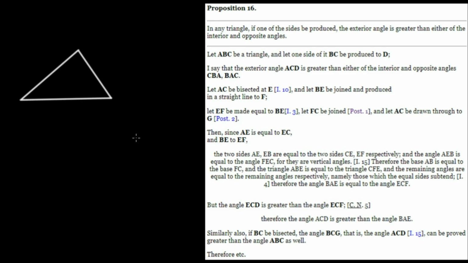Moving on to proposition 16. In any triangle, if one of the sides be produced, the exterior angle is greater than either of the interior and opposite angles. So what's the claim here? That if we have some triangle, let's take this lower side and just extend it. And let's think about this exterior angle right here. The claim is that this angle is greater than both this angle and this angle.